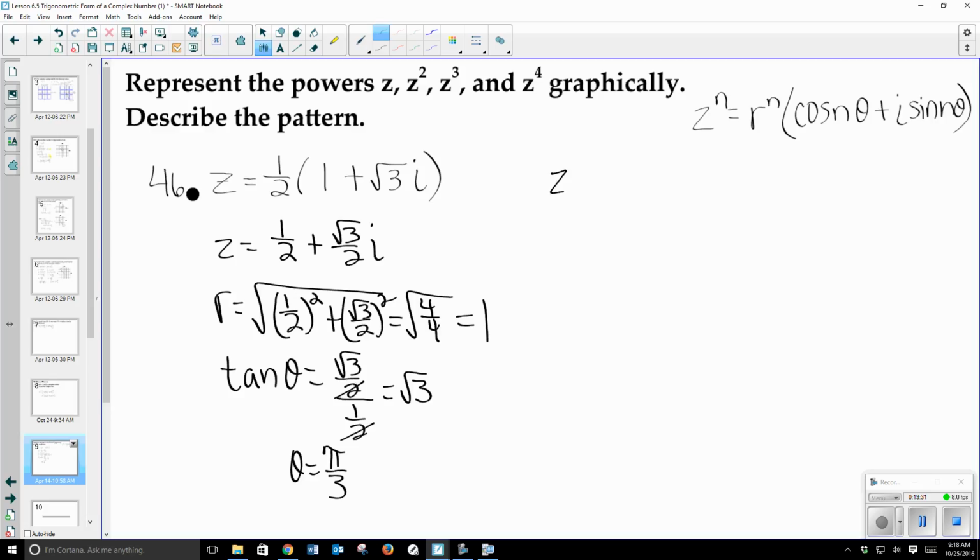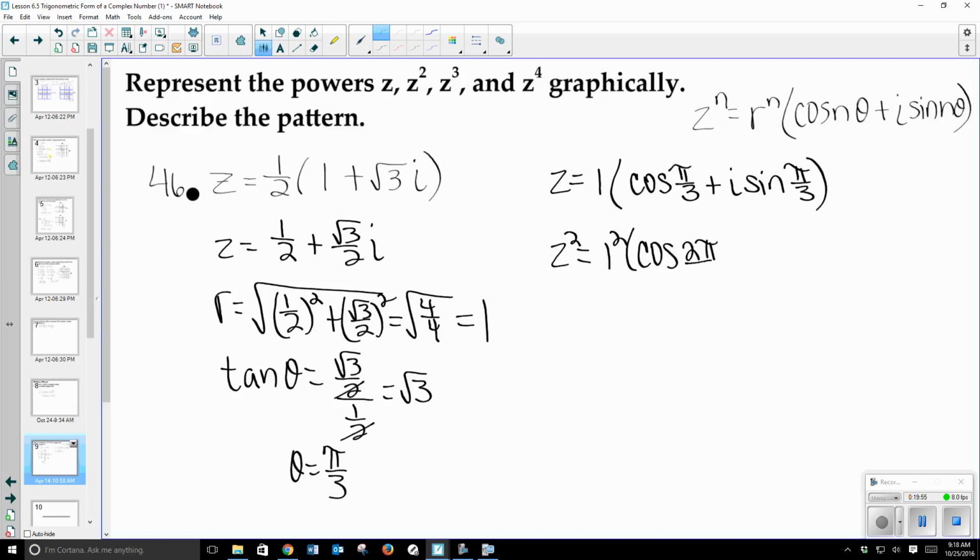So we now have z is equal to 1. We'll put a 1 there so that we can see how to use that formula. Cosine of pi over 3 plus i sine of pi over 3. So z squared would be 1 squared cosine of 2 pi over 3, because to multiply 2 times pi over 3 would be 2 pi over 3, plus i sine of 2 pi over 3. And you could simplify that. I'll leave it like it is for right now.